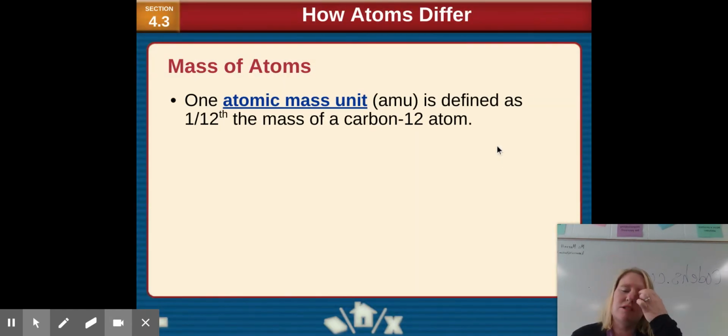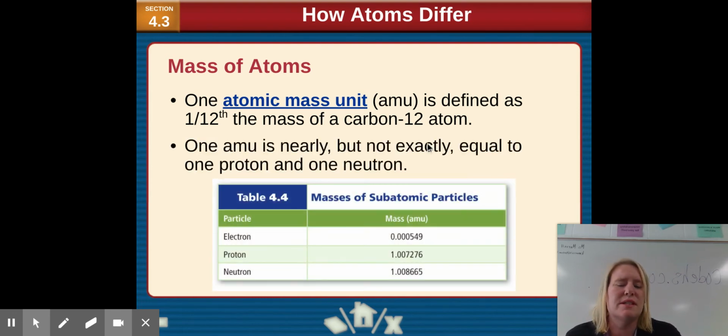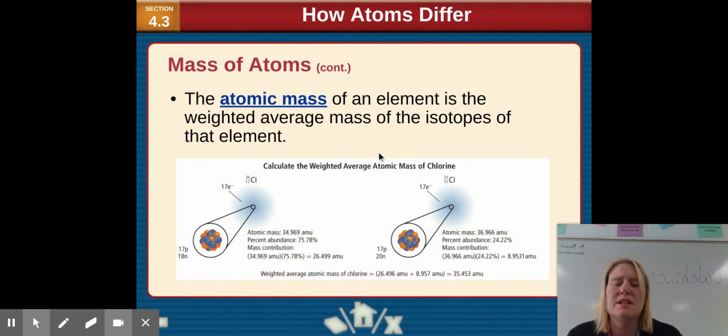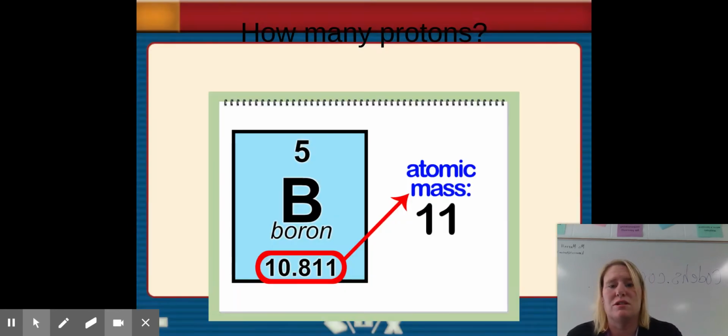All right, so one atomic mass unit is called an amu. It's defined as 1/12 the mass of a carbon-12 atom. So essentially, we're going to be talking about how much things weigh when we talk about an amu. The atomic mass of an element is the weighted average mass of the isotopes of the element. We won't do a lot of calculating on that. We'll start to get the hang of it. You'll do a lot more if you take chemistry in college.